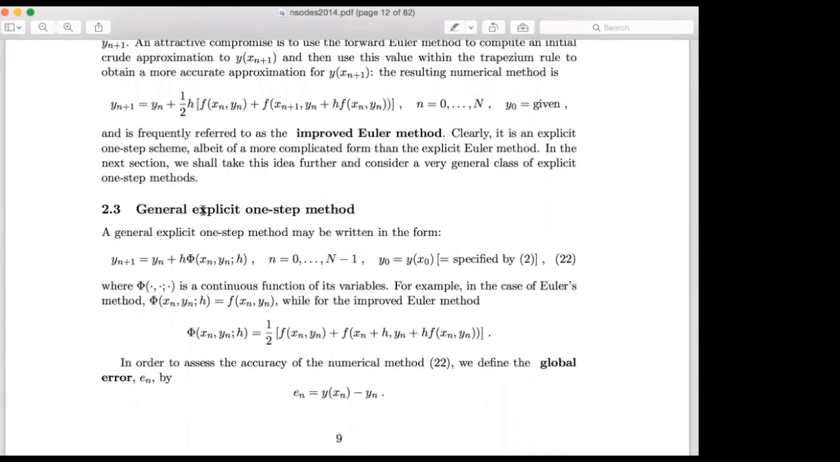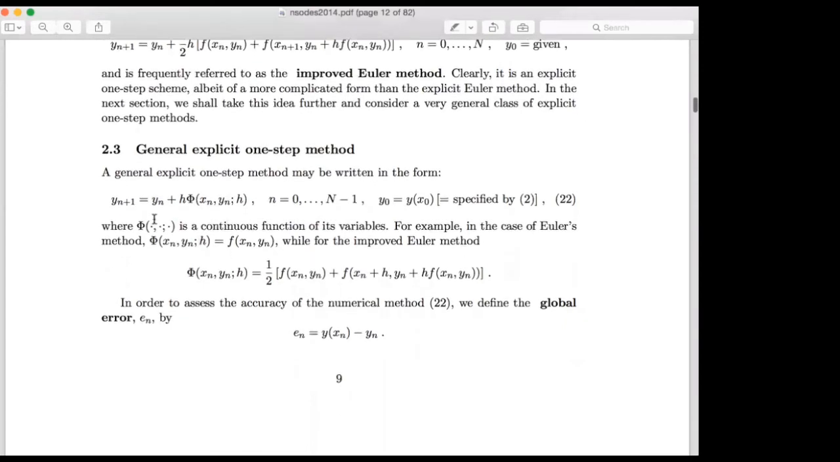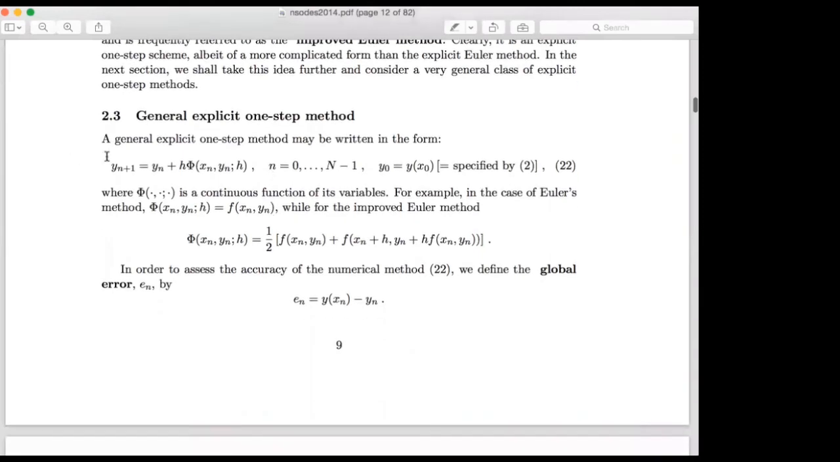Now can we write the general explicit one-step method? What is the meaning of general? It means any explicit one-step method can be deduced from a general one. So we can define this more general explicit one-step method, which can be written in this form. Am I right? In this form, you take a particular value of this phi, and you will have another method. For any explicit one-step method, you can specify the value of this phi.